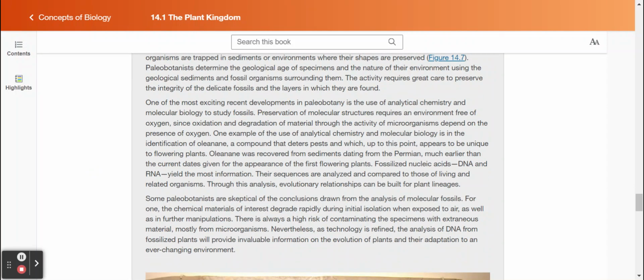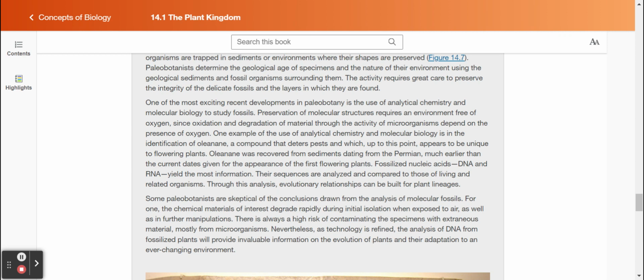One of the most exciting recent developments in paleobotany is the use of analytical chemistry and molecular biology to study fossils. Preservation of molecular structures requires an environment free of oxygen, since oxidation and degradation of material through the activity of microorganisms depend on the presence of oxygen.